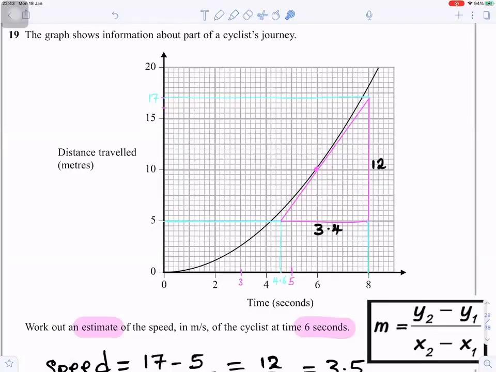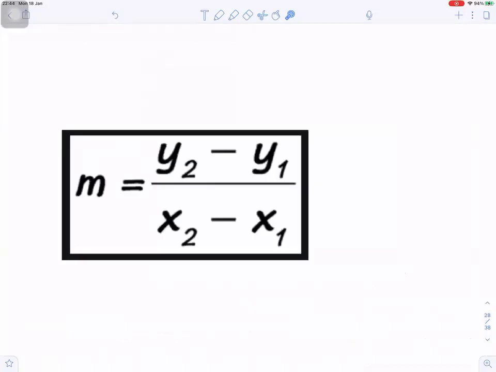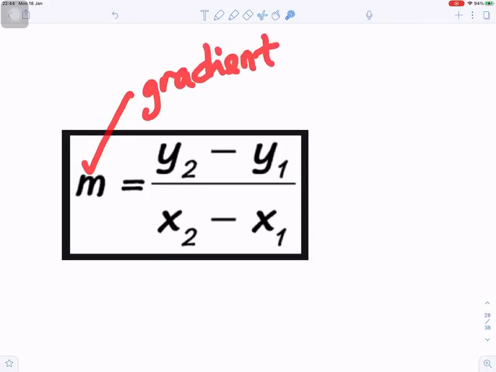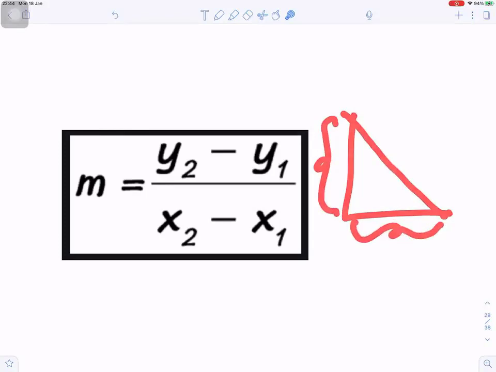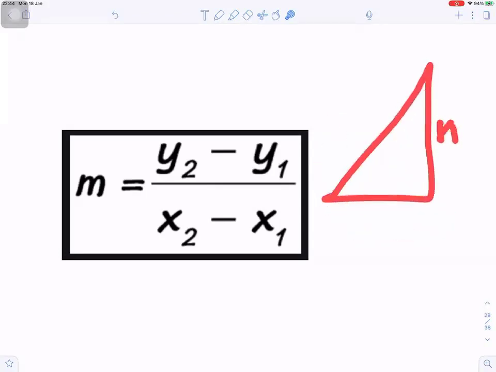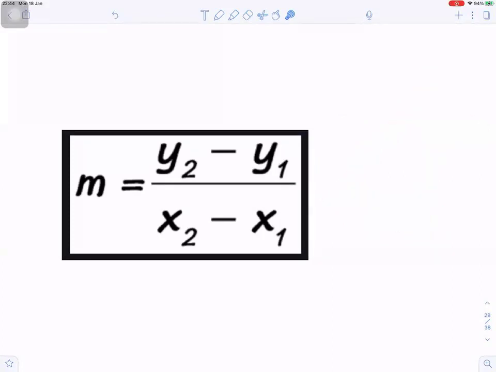Question number 19. The graph shows information about part of a cyclist's journey. Distance traveled on the y-axis and time in seconds on the x-axis. Work out an estimate of the speed in meters per second of the cyclist at time 6 seconds. We're going to be using this formula to find the gradient. M stands for the gradient. And y2 minus y1 over x2 minus x1 is the change in the y-axis divided by the change in the x-axis, or what you might call the rise divided by the run. So we're going to use that idea to do this question.